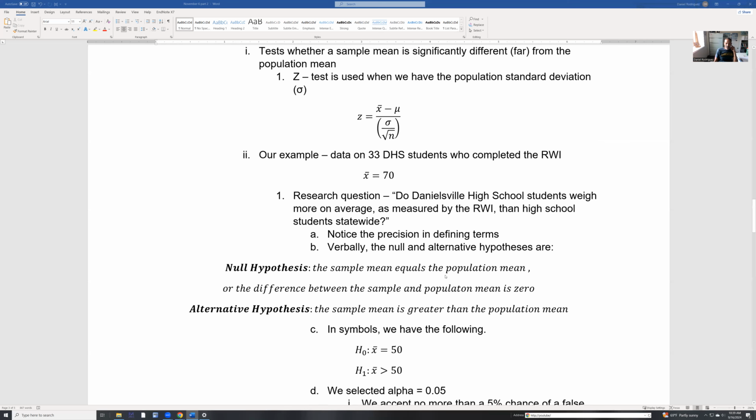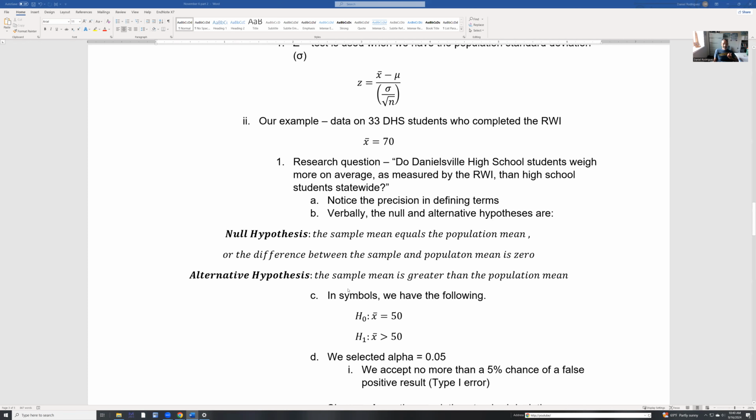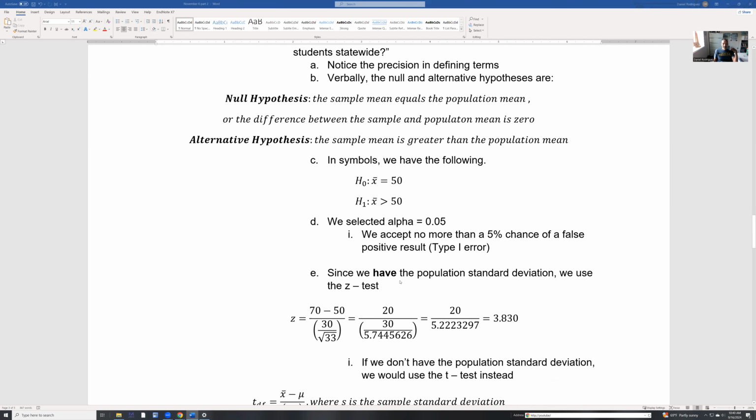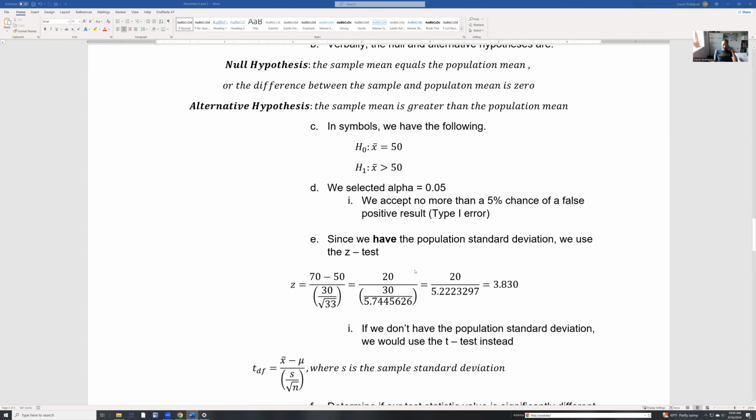The null and the alternative hypothesis, and I notice I say verbally, because you do need to explain things to people, not just in symbols. Most people don't understand symbols. You always have to be able to convert back and forth. The null hypothesis is the sample mean equals the population mean, or the difference between the sample and population mean is 0. The alternative hypothesis is that the sample mean is greater than the population mean. So here's our null, and here's our alternative. We select an alpha of 0.05. We accept, meaning we accept no more than a 5% chance of a false positive result.